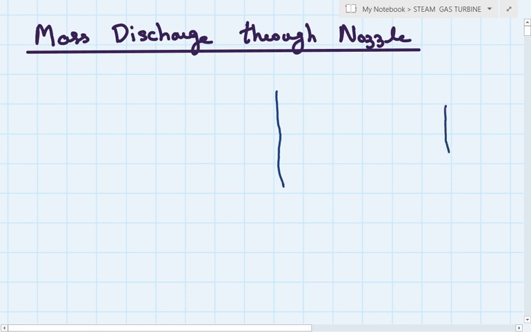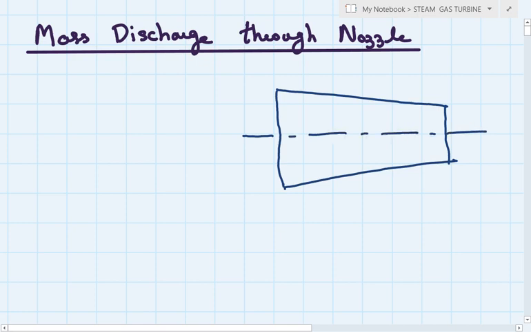a nozzle, a convergent nozzle, which has inlet and exit. So what are the parameters involved in a nozzle for the steam to flow through it?